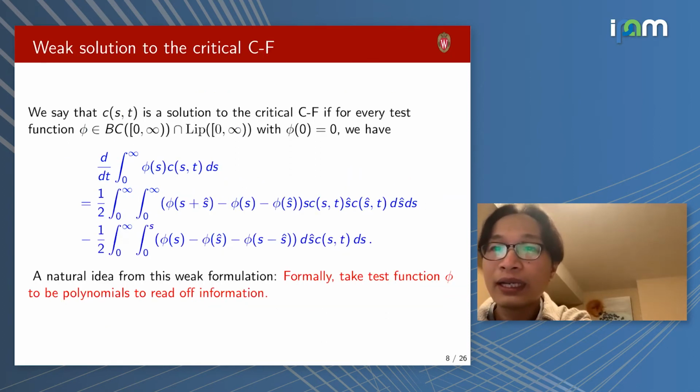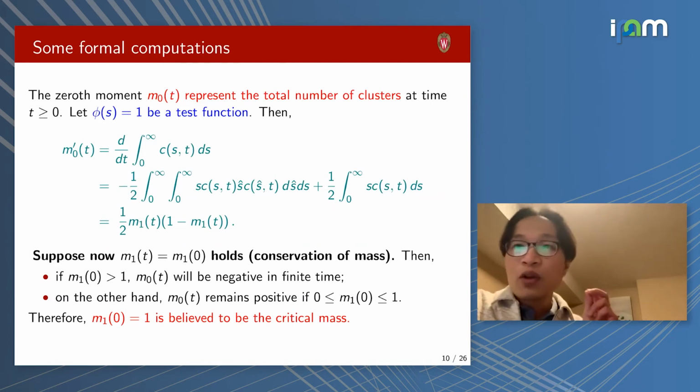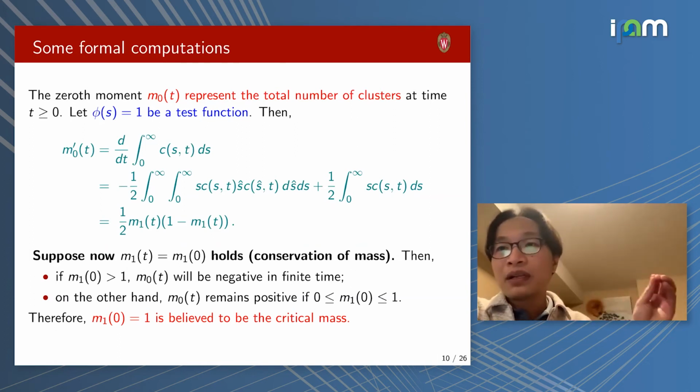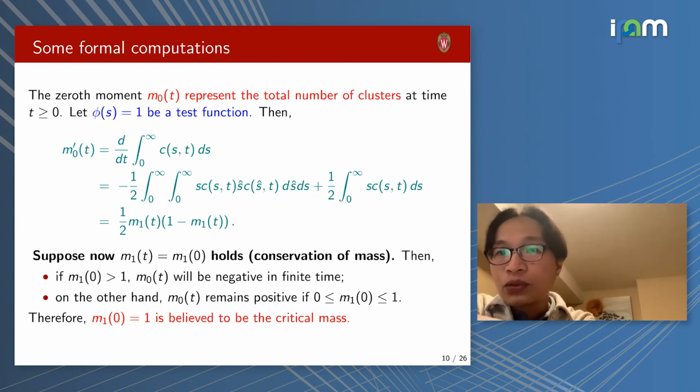You see that when I plug phi to be 1, the two terms on the right are just going to be -1, right? So that's exactly what I wrote down here. And m0 here, the zeroth moment, represents the total number of clusters at any time. And when you do the computations, you see that the two terms on the right can be simplified, right?